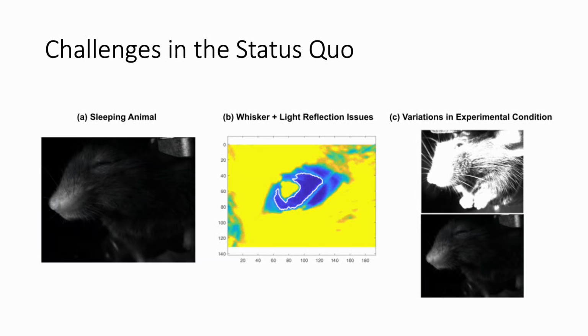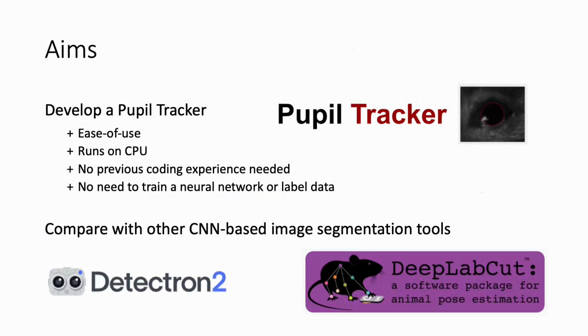Conventional machine learning techniques fail to accurately detect the pupil in many cases. For example, when we have a sleeping or cringing animal, or have light reflection patches or whiskers get in the way, the machine fails to detect the pupil correctly. We aim to develop a pupil tracker that is easy to use and works on minimal computational resources.